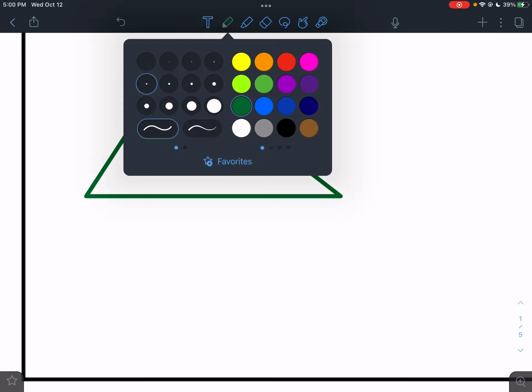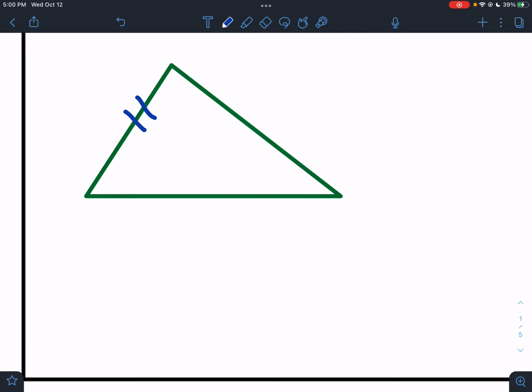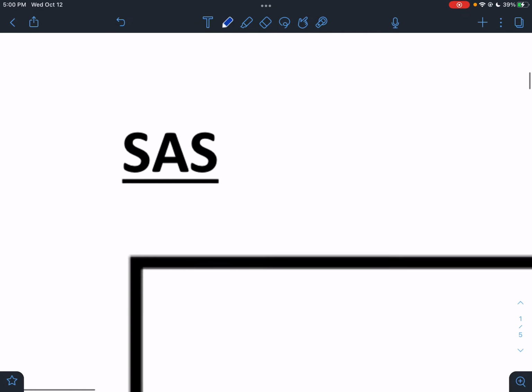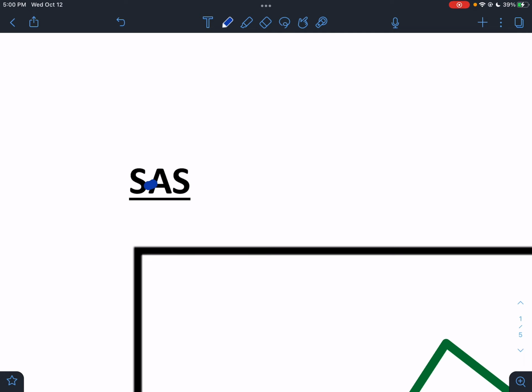So if we're talking about these 2 sides, look at the name. Like this A, it's holding hands with both S's. It's right in between. They're holding hands. The A is called the included angle. A is the included angle. Okay?